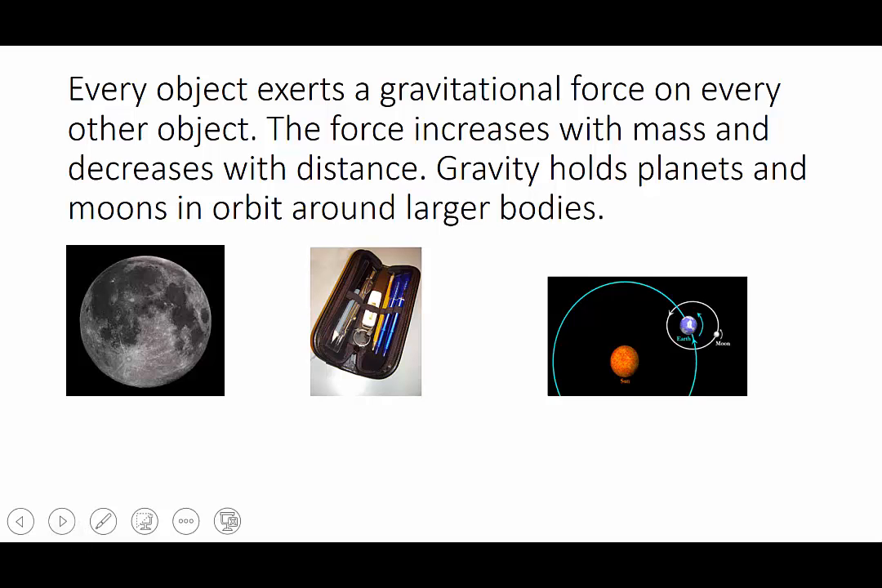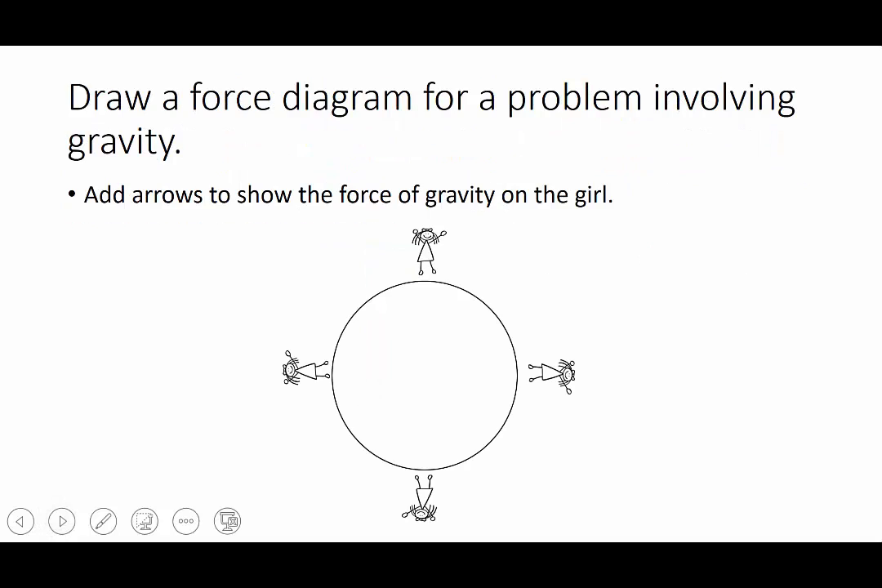So every object exerts a gravitational force on every other object. The force increases with mass and decreases with distance. Gravity holds planets and moons in orbit around larger bodies. So gravity is what means that the moon is attracted to the Earth. It's what means you're attracted to your pencil case. If we had a planet that was not held by the gravity of the sun, it would be zooming off into space.